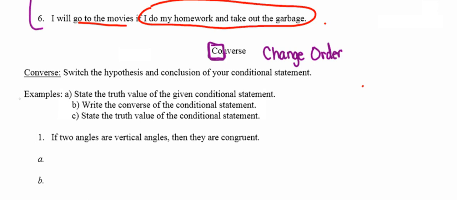Down at the bottom for these examples, they want us to do 3 things. They want us to state the truth value of the original given conditional. They want us to write the converse of that. And then part C, they want us to state the truth value of that conditional.